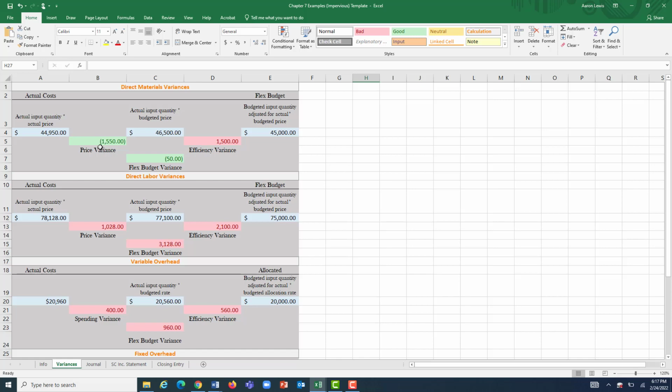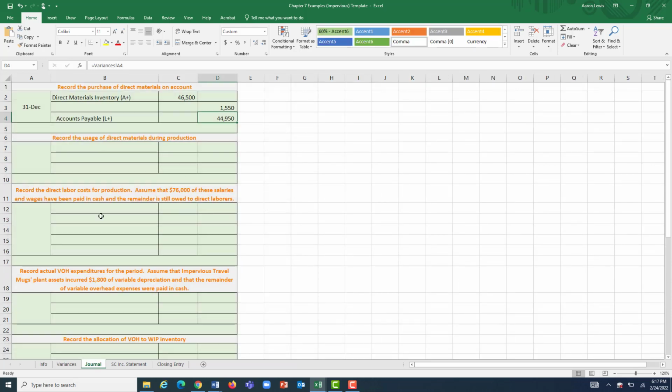And like all favorable variances, it should be credited in a journal entry. So the thing that's going to make our debits equal our credits in this entry is a credit to a transitional account for our direct materials price variance. And in this entry, we purchased direct materials on account.